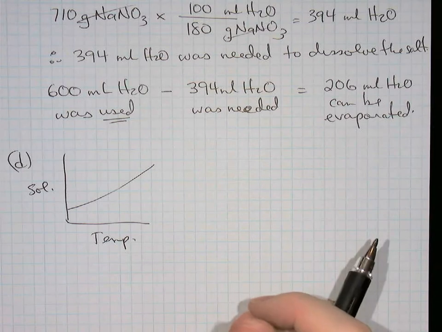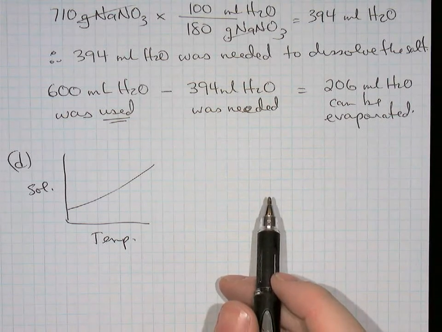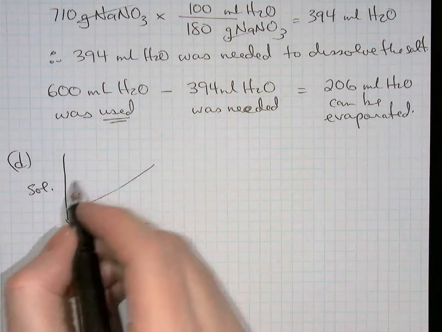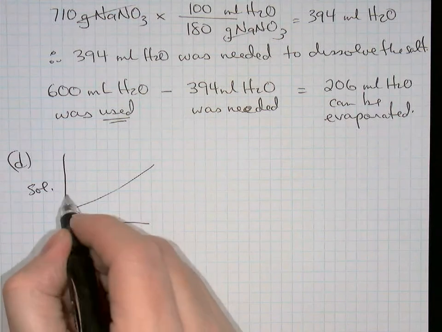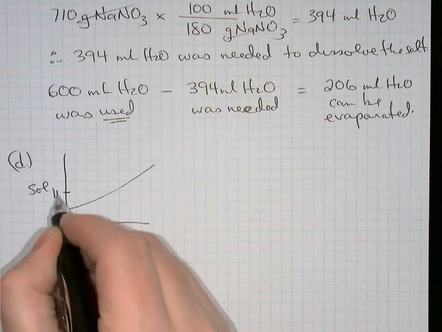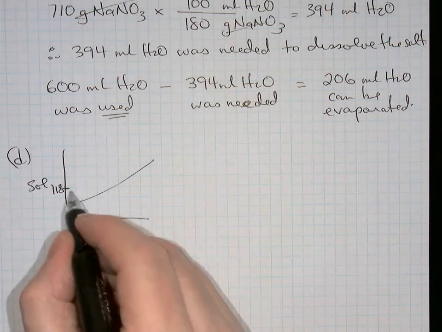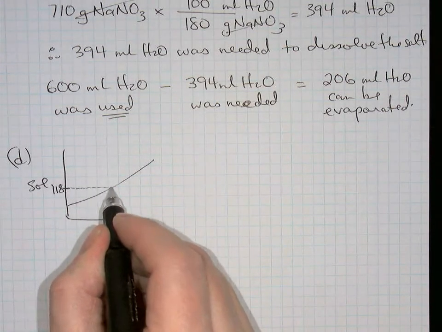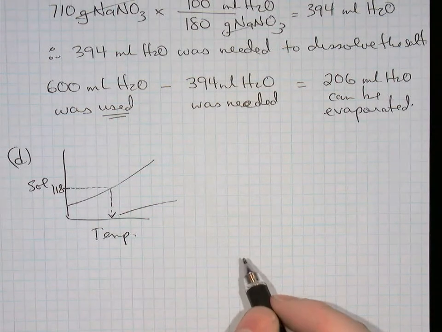And just like we did earlier, we're going to note what our concentration was. Our concentration was 118 grams per 100 mils. So what I'm going to do is find the 118 mark, which I'll just estimate to be about there. That was my concentration. And I'm going to go straight over to the graph and straight down like this. And I want to know what temperature that is.